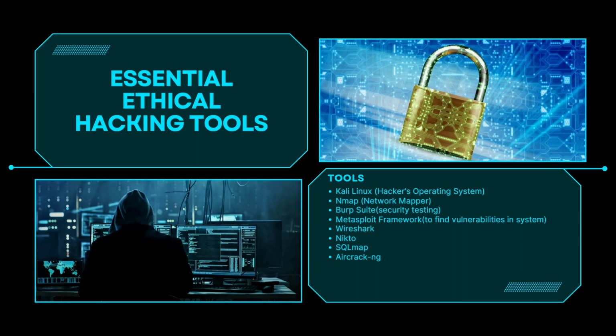Next one is SQLMap. SQLMap is an automated tool for detecting SQL injection attacks. And the last one is Aircrack. Aircrack is used for wireless network security testing. It helps analyze and test Wi-Fi passwords and encryption. Ethical hackers will use it to secure wireless networks. These are the tools we will use in ethical hacking.